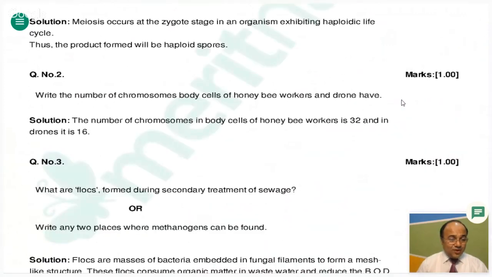And moving forward, question number 1 was again a very indirect question, and it talks about meiosis in haploid organisms, right? In haploid organisms, we know they will form haploid gametes. The gametes will fuse during fertilization and they will form a diploid organism. And during this diploid stage, the organism will undergo meiosis again to give rise to haploid organisms, right? So this is where meiosis occurs in the life cycle of a haploid organism.